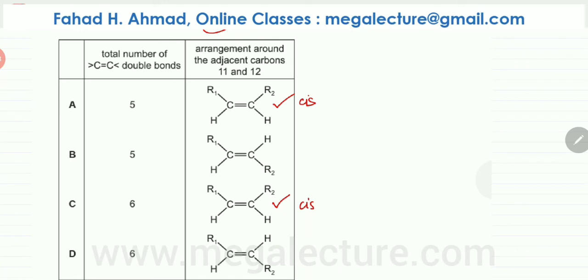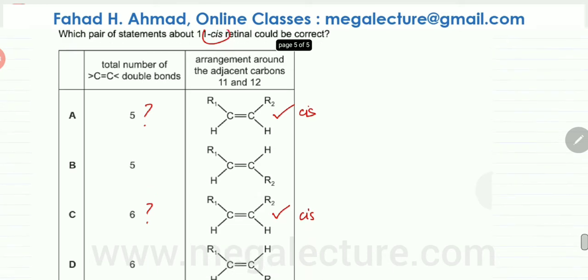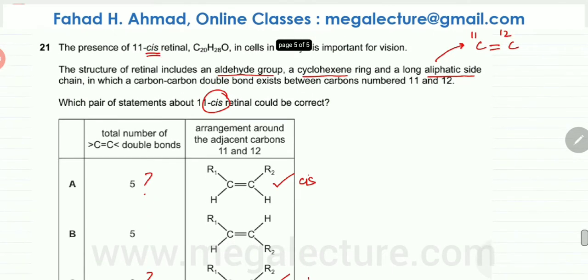The other thing that we are not sure of is the total number of double bonds in the molecule, whether there are going to be 5 double bonds or 6 double bonds. So this is what we are not sure of. We need to figure out how many double bonds this molecule should have. So I'm going to try and draw this molecule. Let's try and draw the complete molecule.